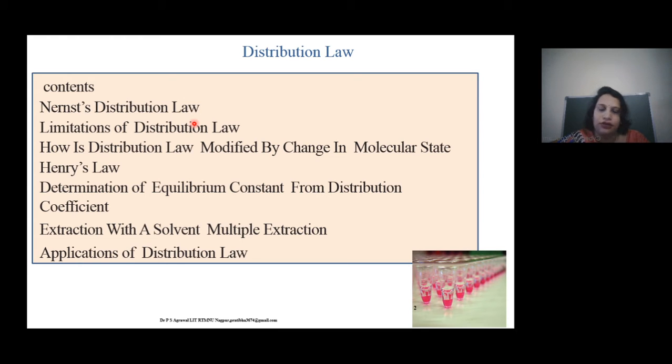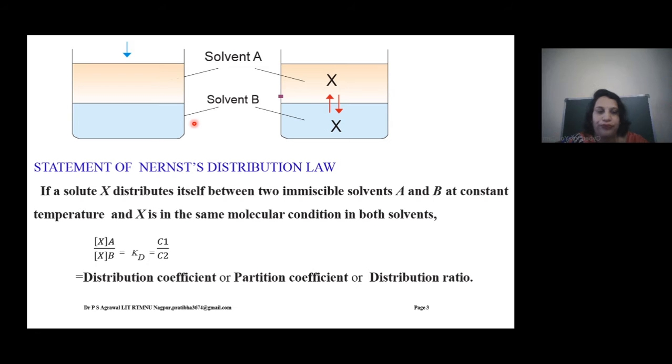After this, we will determine the equilibrium constant from the distribution coefficient, and we will see how the extraction is carried out. We will see different applications of the distribution law.